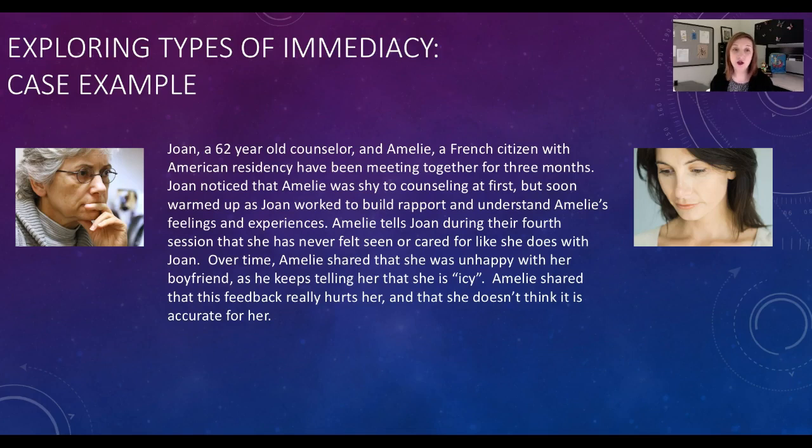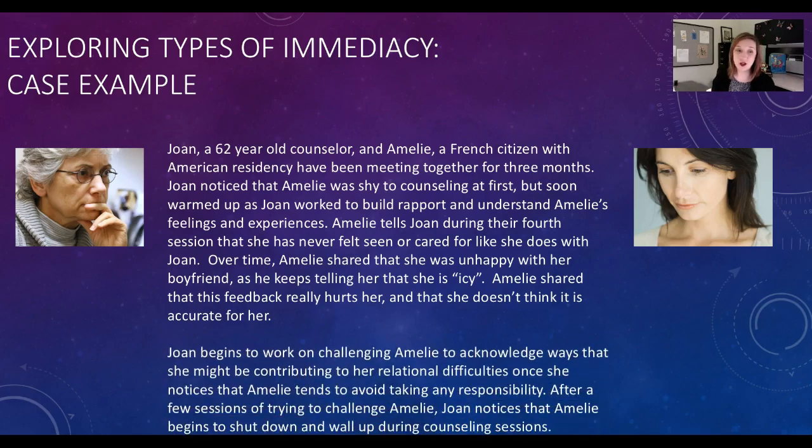Amelie tells Joan during their 4th session that she has never felt seen or cared for like she does with Joan. Over time, Amelie shares that she's unhappy with her boyfriend as he keeps telling her that she is icy. Amelie shares that this feedback really hurts her and that she doesn't think it's accurate for her. Maybe Amelie shares that she starts to wall up, and maybe that's what her boyfriend is referring to when he says she's being icy, but she doesn't make that connection or acknowledge that.